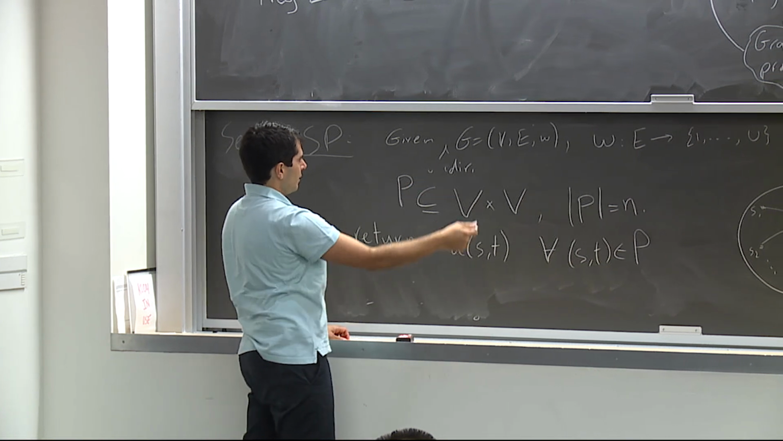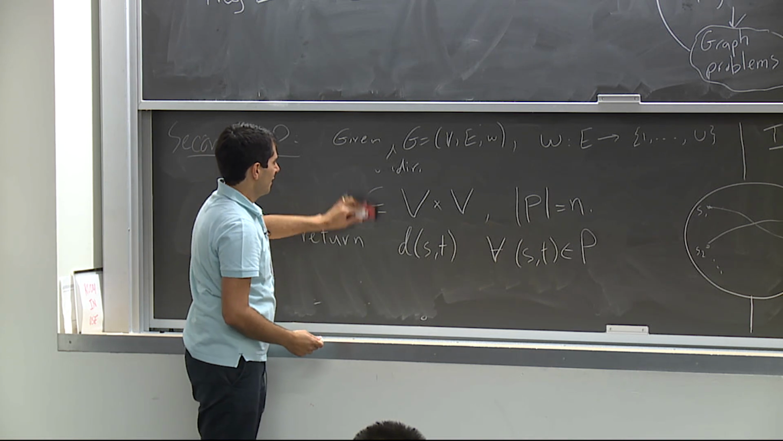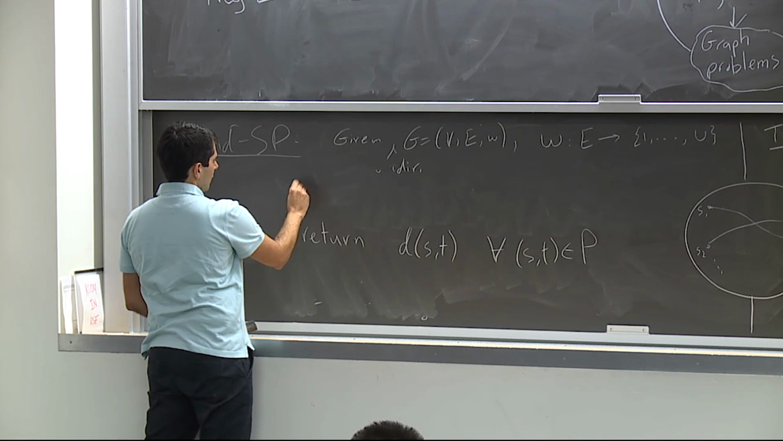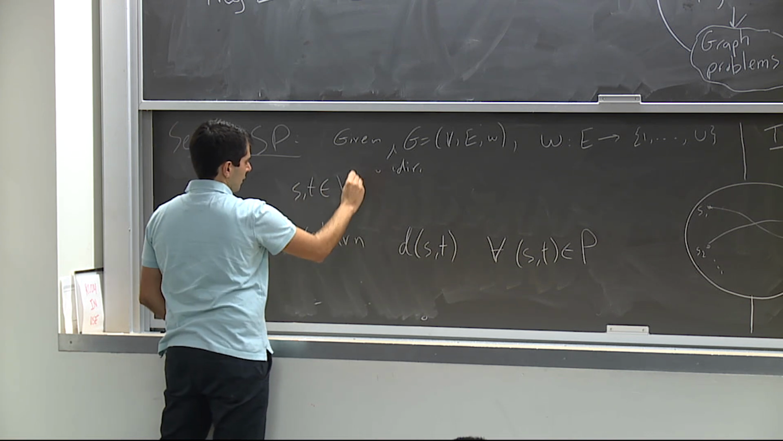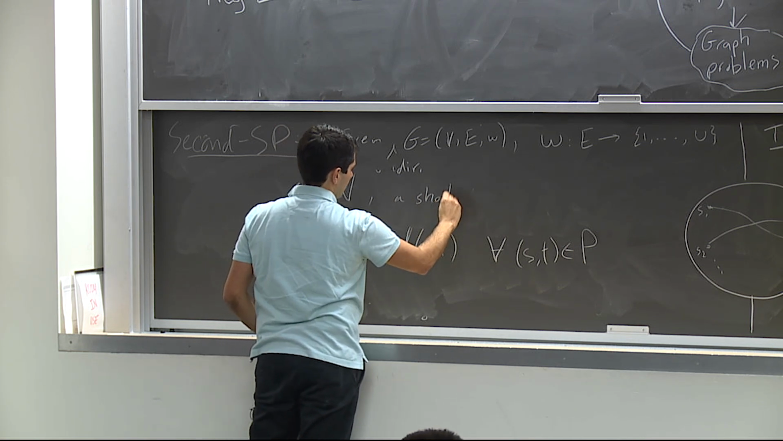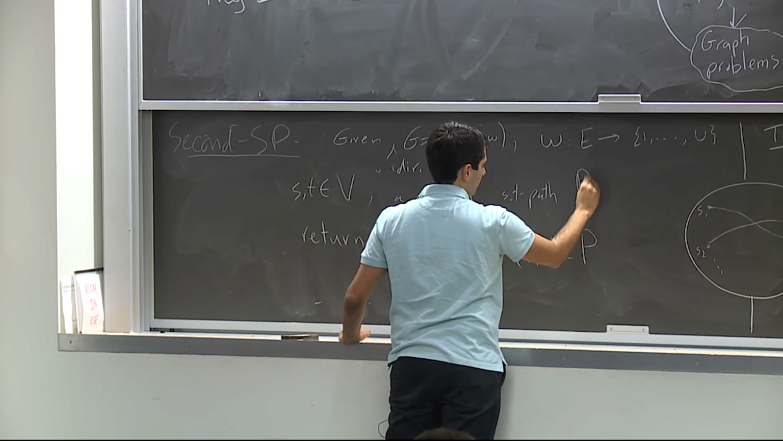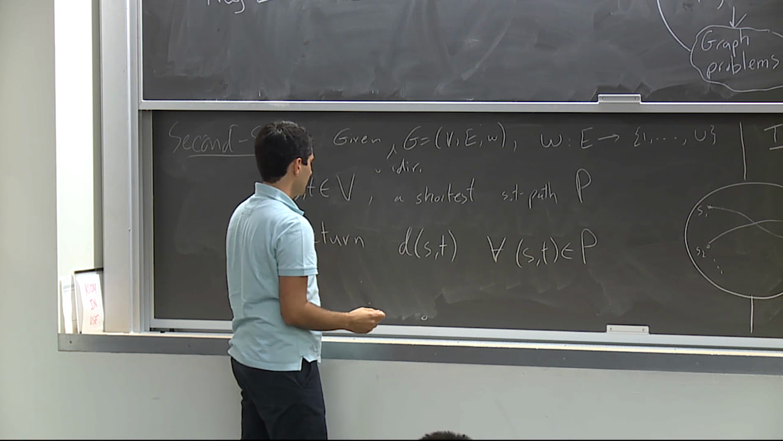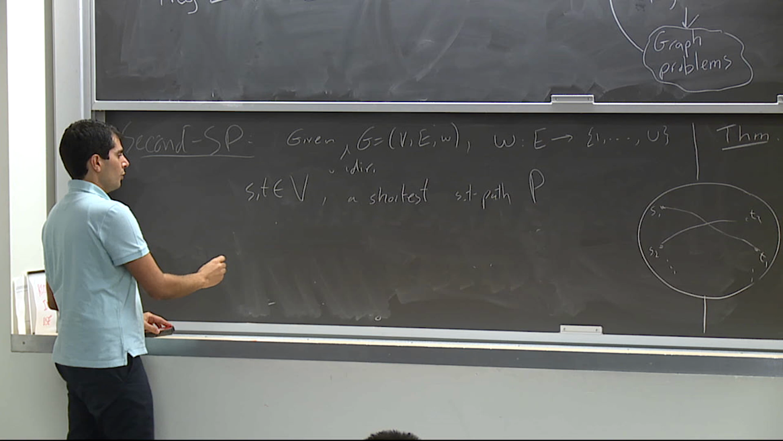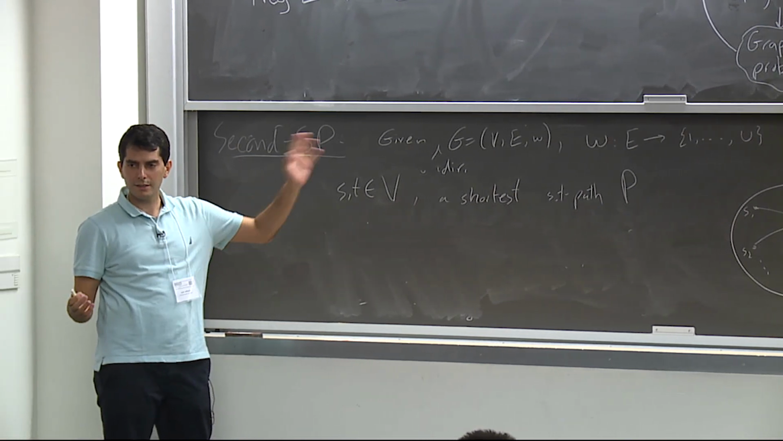So again, we're given a graph. It has weights. This time it's going to be directed. It's going to matter. And we're also given a pair, S and T, and the shortest path. And the goal is to return a second best shortest path. So a shortest path that's the best that is not equal to the one I gave you.